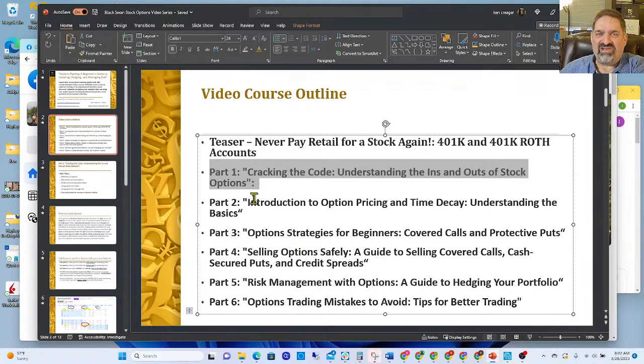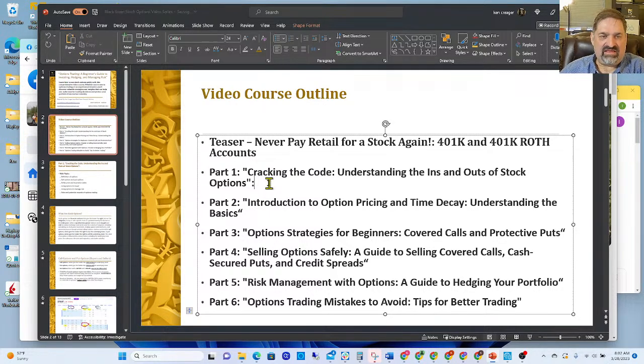Remember, options are leverage, and so if you make a mistake, it's a leveraged mistake. So keep that in mind, and we'll just get right into this.